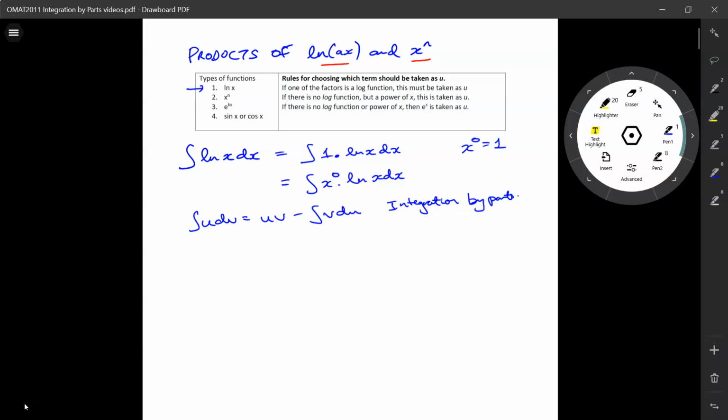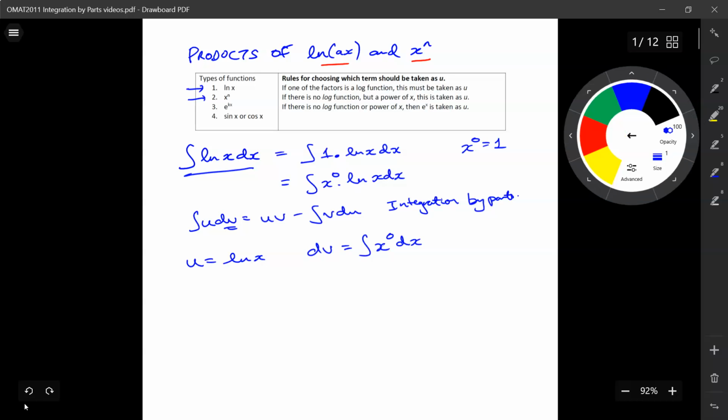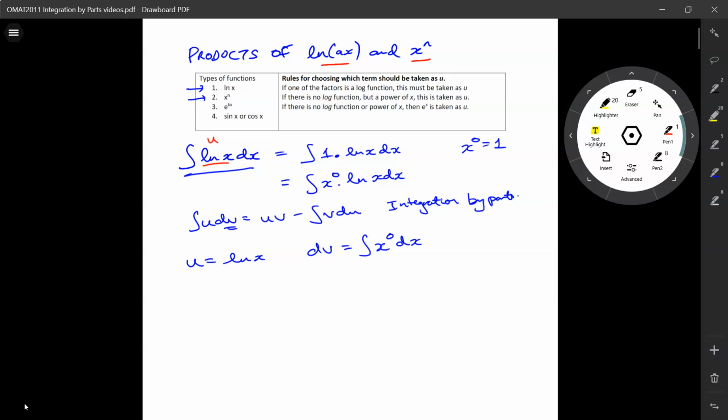That is the first priority. In this case we have log of x and x to the n, but if there's a log of x, that should be set to u first of all. And if that's taken as u, then dv is everything else in the original formula, which is x to the 0 dx. So if I've taken this to be u, then everything else in here, including the integral, is taken as dv.